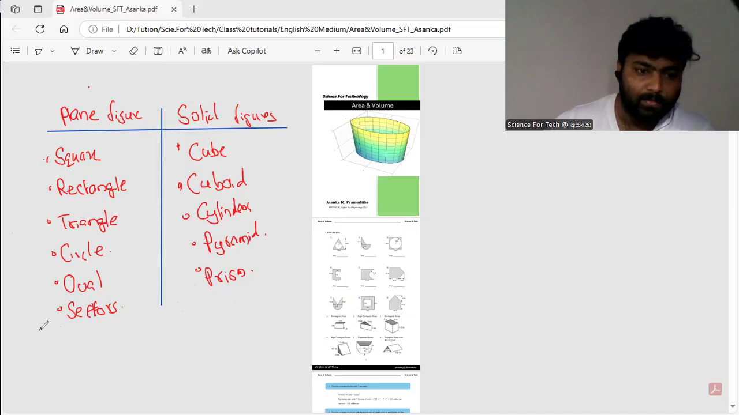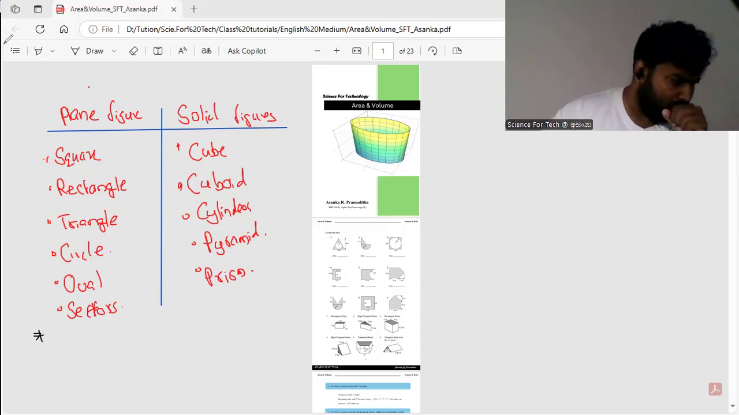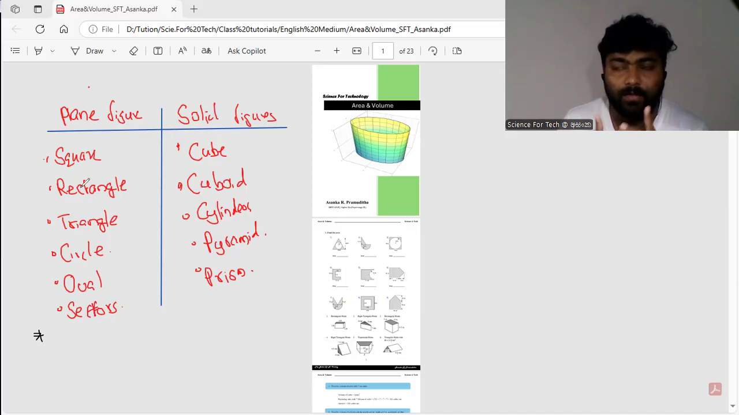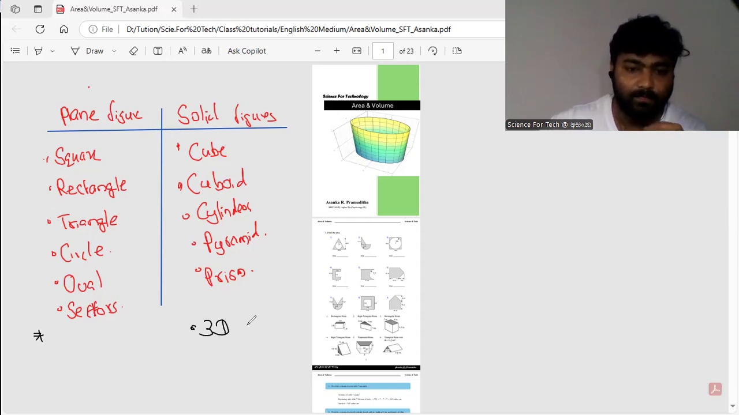Then what is the main characteristic of solid figures and plane figures? How can we identify that this is a plane figure and this is a solid figure? What is the criteria? Solid figures are 3D shapes, in three-dimensional shape, and those are tangible.